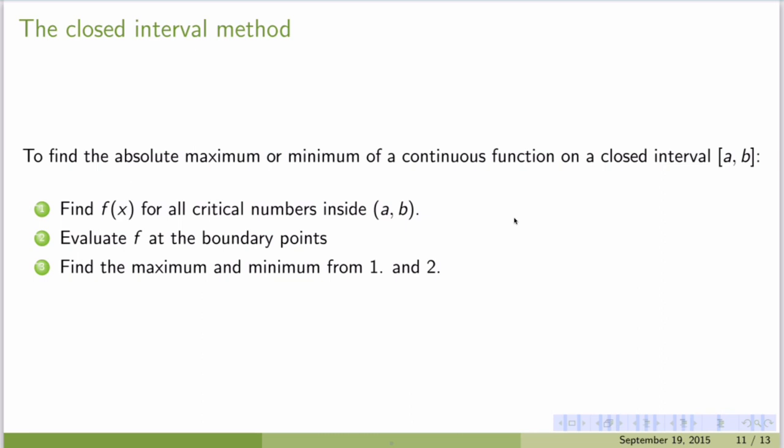What we have seen earlier about closed intervals can be used to find absolute maxima and minima values. This is called the closed interval method, and it goes as follows. To find an absolute maximum or minimum of a continuous function on a closed interval [a, b], we do the following. We first find f at all critical numbers inside this interval, and then we evaluate f at the boundary points, and then we find the maximum or minimum among those values. So this is really a super simple mechanism.